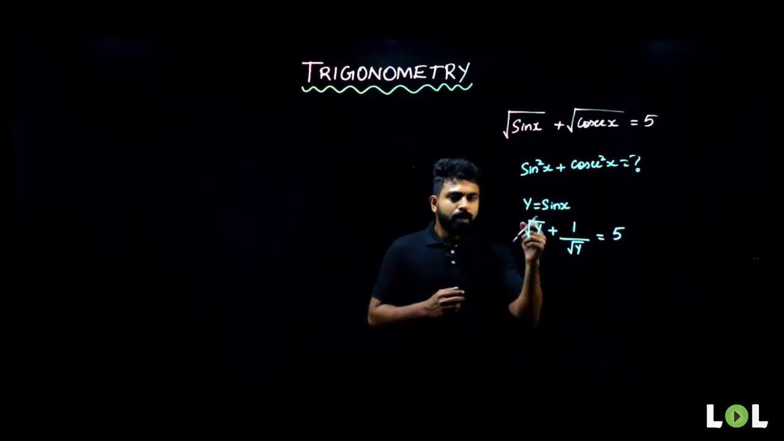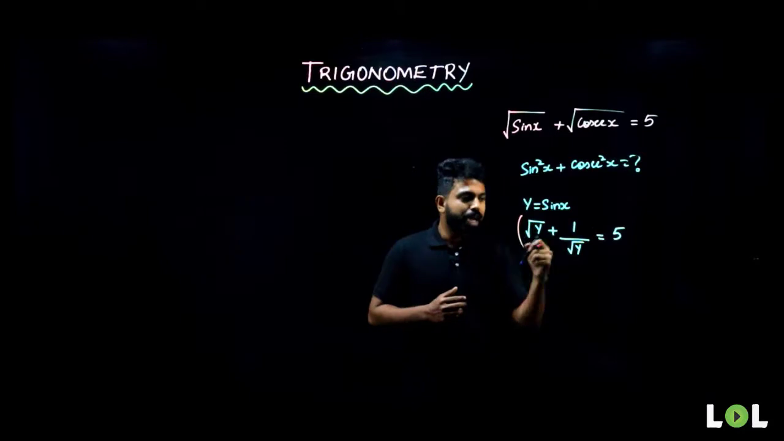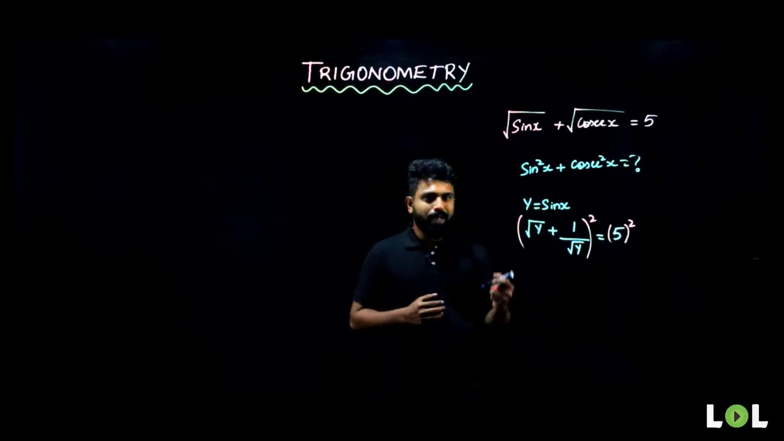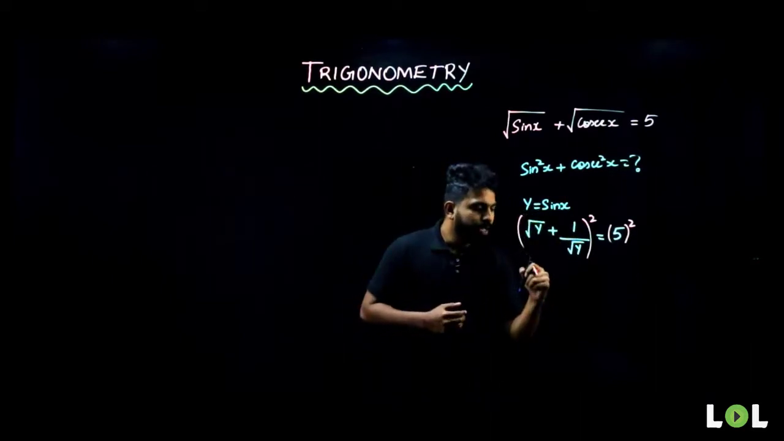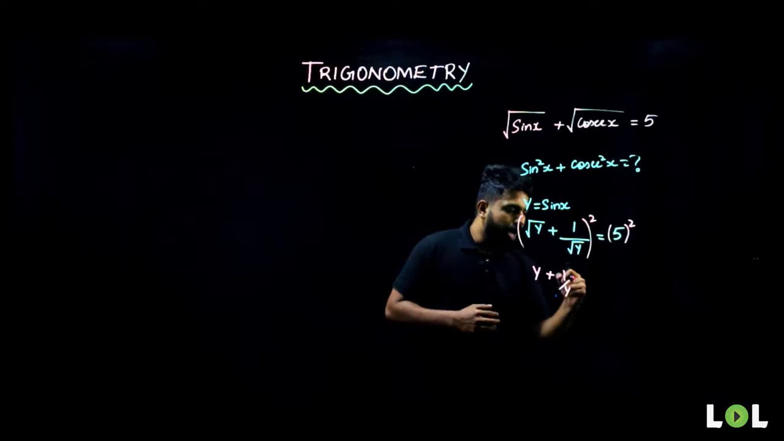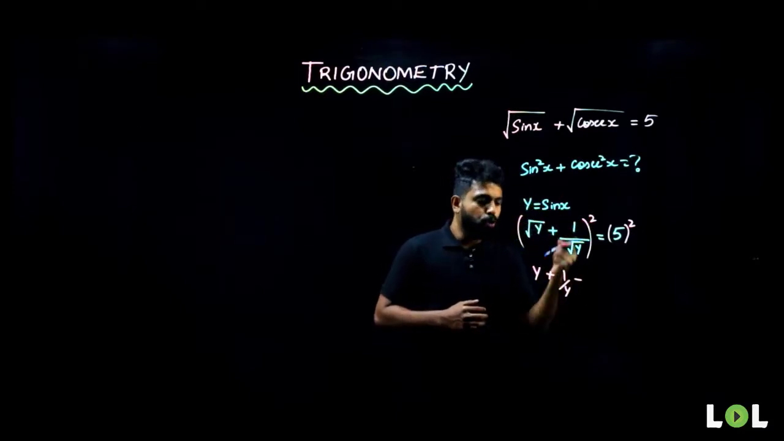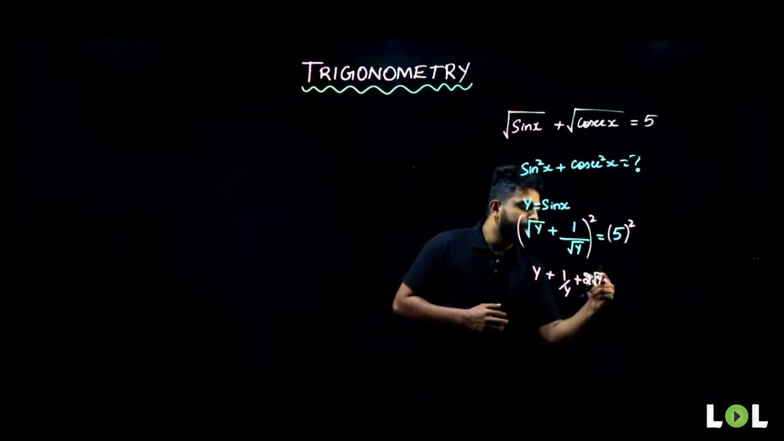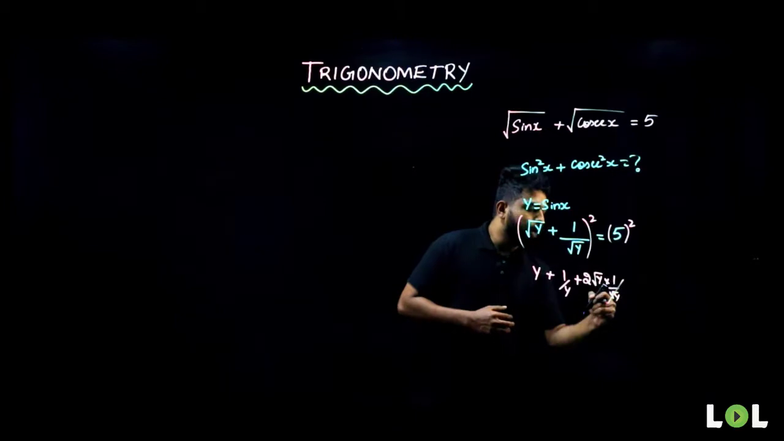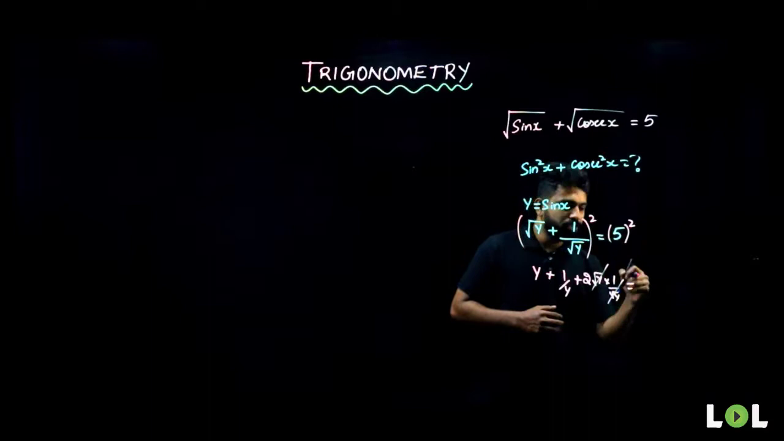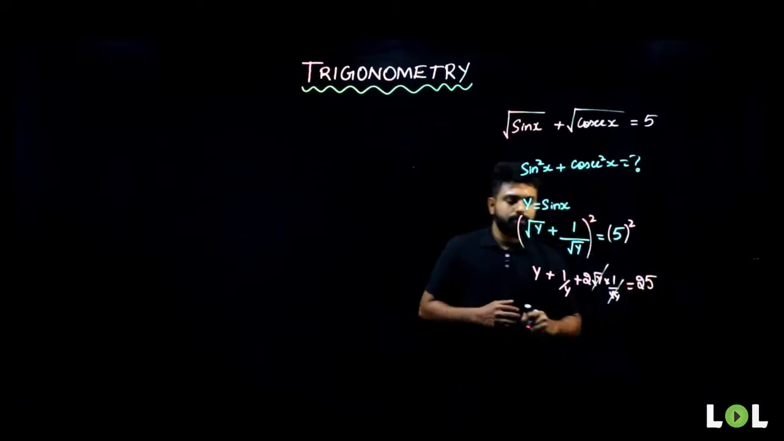Look at this. What will I get if I square this? Previously I used to directly square this. Am I right? If I square this, what do I get? Let me quickly solve this. Root y the whole square is y, plus 1 by root y the whole square is 1 by y. This is of the form (a + b)², a² + b² plus 2 into root y into 1 by root y. Here root y and 1 by root y get cancelled. So what will I be left with on my right hand side? It will be 5 squared, that is nothing but 25 here.